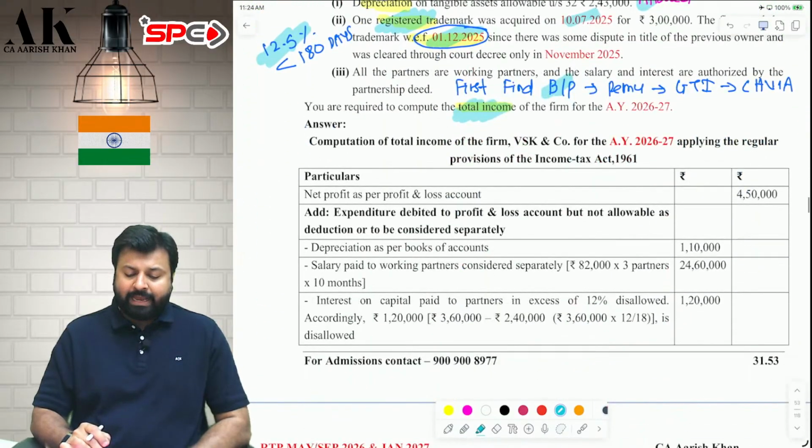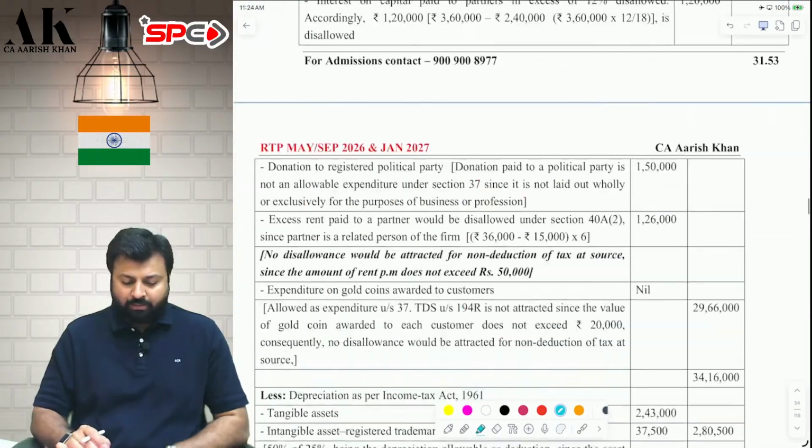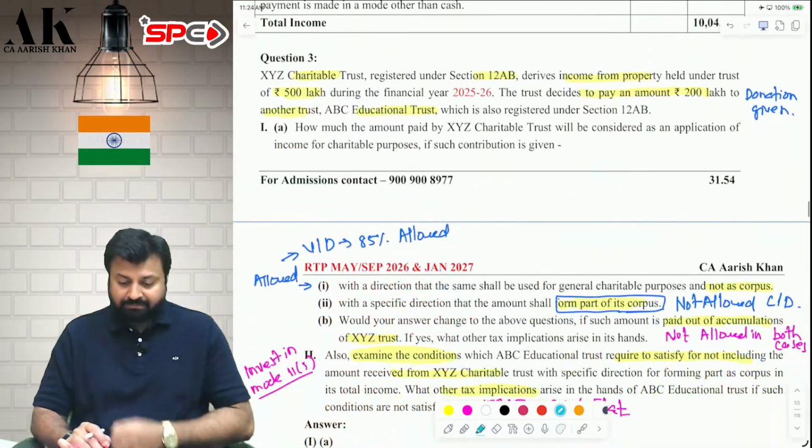They have not asked for tax, so we are not computing tax. They only asked for total income, so I have computed the total income. I hope it is clear to all of you. Let's go ahead with the third question now.